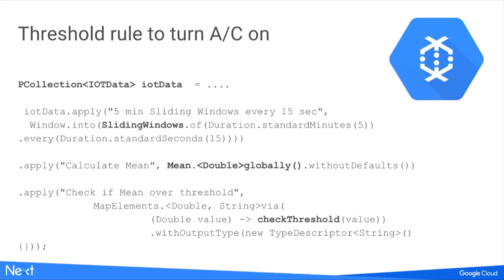Next, I want to actually do the calculation of the mean. Mean, sum, count, all of these are standard things that people want to do with data in pipelines. So there's a primitive built into Dataflow. That single line of code allows me to get the mean from every single window.